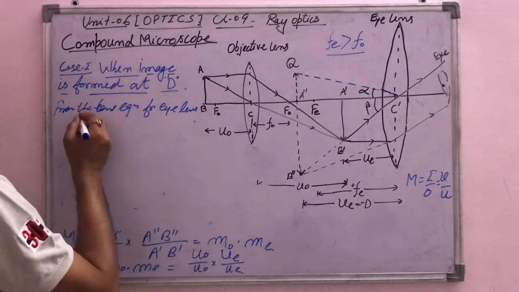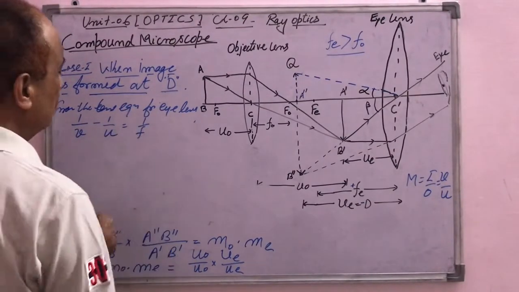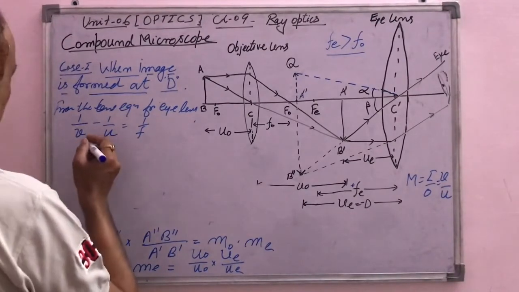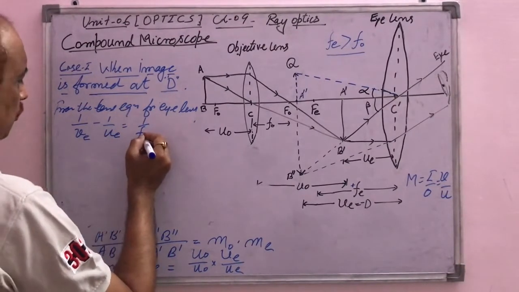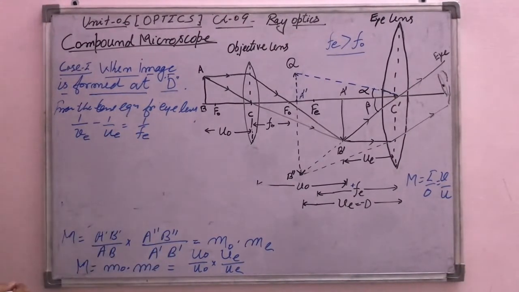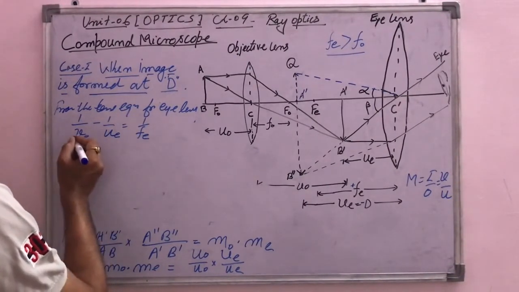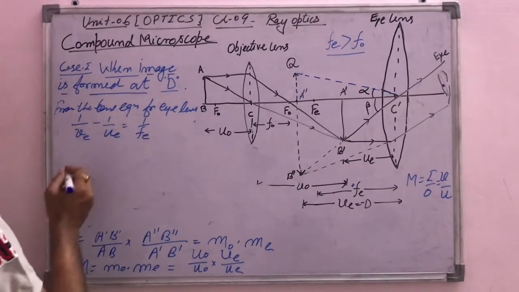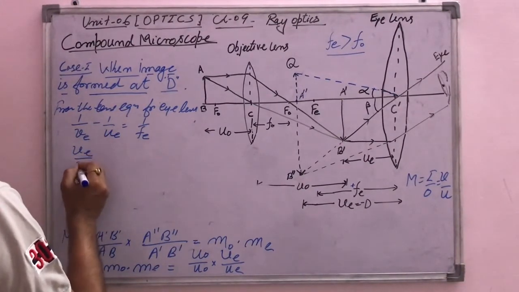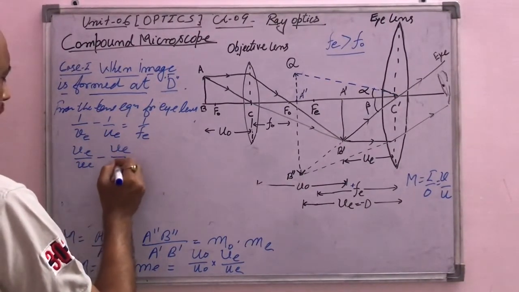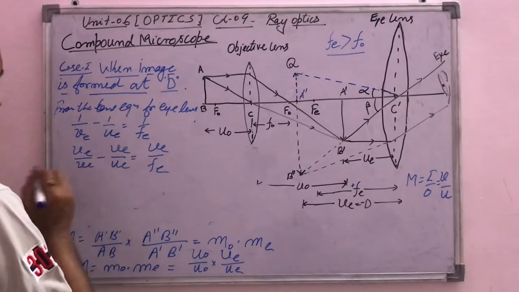So the equation can be written as 1 upon v minus 1 upon u equal to 1 upon f, but we have to write it for the eye lens, so we write here 1 upon ve minus 1 upon ue equal to 1 upon fe. So this is the equation for the eye lens. Now in this equation, if we multiply by ve in each term, the equation can be written as ve upon ve minus ve upon ue equal to ve upon fe, and this is equal to 1.